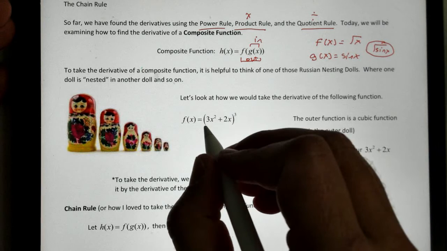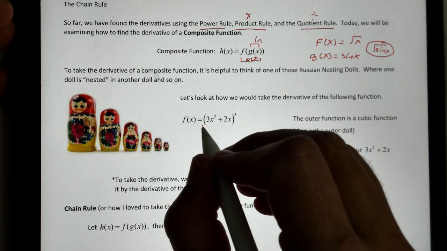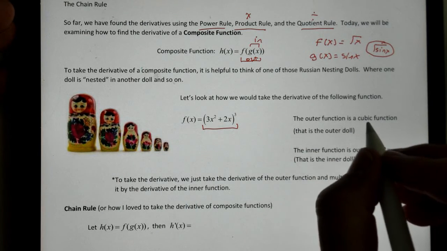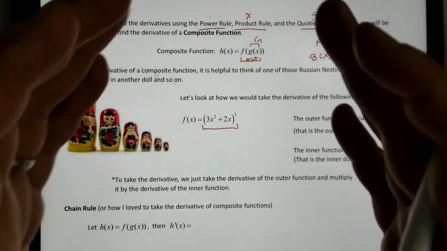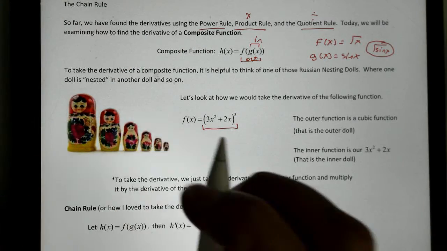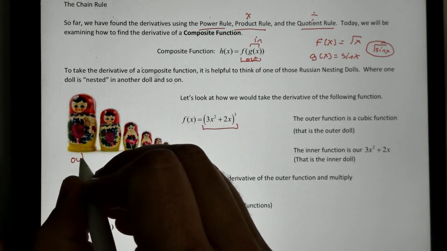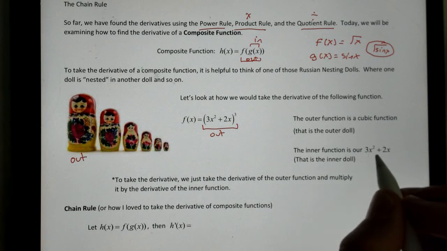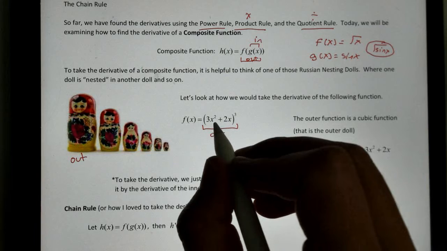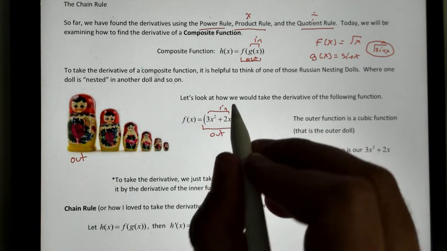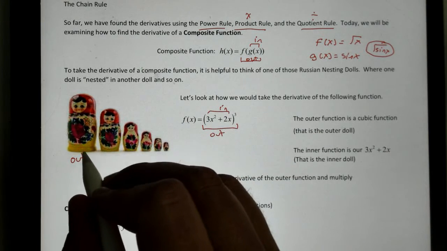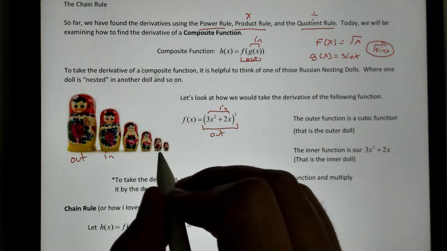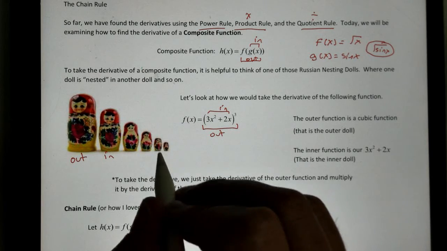And here's what we have. We actually have one example here. We have an outside function. The outer function is a cubic. This is like the biggest doll in our nesting, so this would be my outside function. Inside of it, I have another function, 3x squared plus 2x. There is my inside. Now notice we could have more dolls, because we can have more insides. We'll talk about those later on.